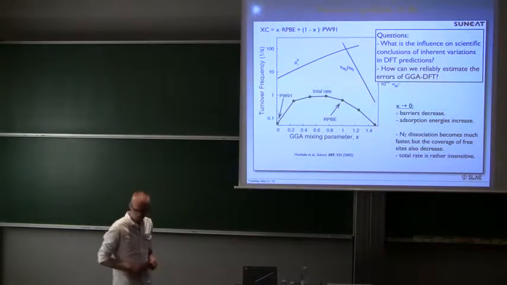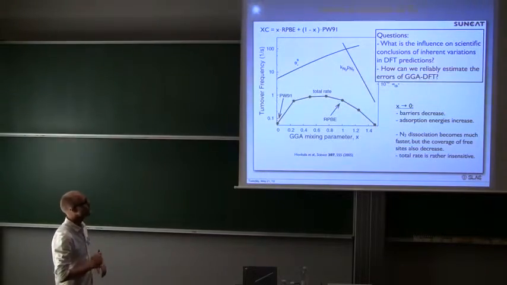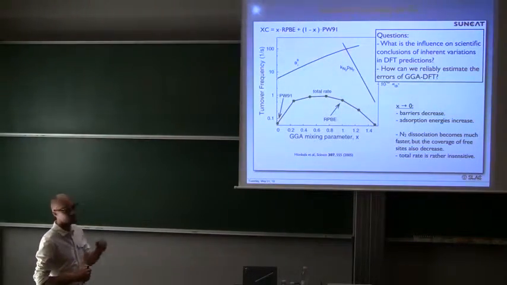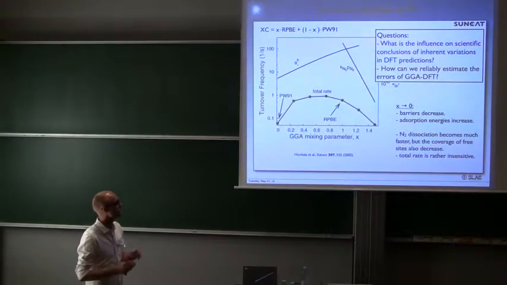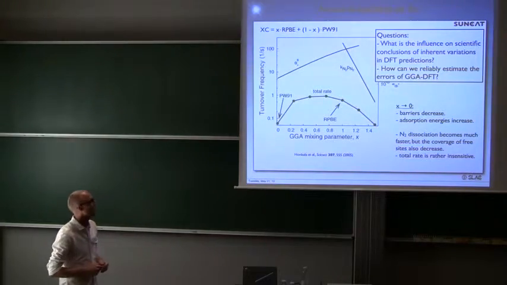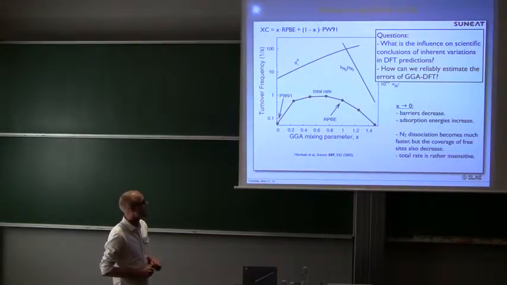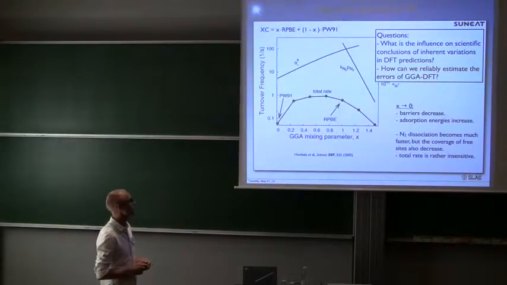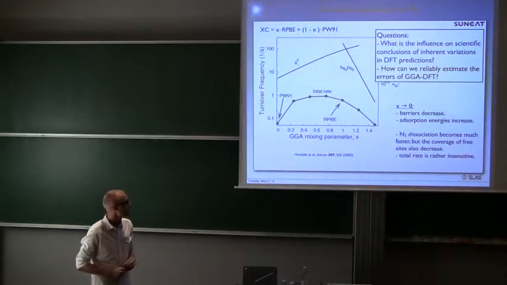So some of the questions we ask ourselves is, what is actually the influence on the scientific conclusions that we draw in the end of the inherent variations of our DFT predictions? And we choose to formulate the question in a bit more precise way, that is, how can we reliably estimate the errors of, say, DFT with GGAs or GGA-like functionals?